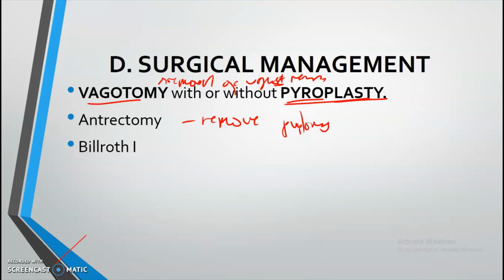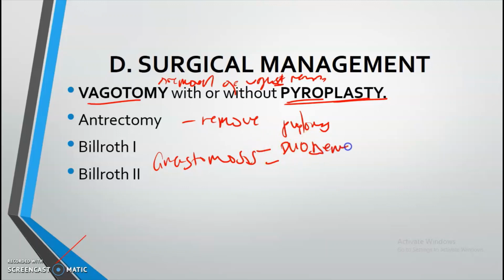Another one is your Billroth 1. So Billroth 1 and Billroth 2 are both anastomosis. Okay, so basically magkakaroon tayo ng anastomosis. Magkakaroon ng artificial connection. So a portion of the stomach were surgically connected, okay, into the duodenum kapag Billroth 1. Duodenum. While your Billroth 2 naman is anastomosis sa jejunum.